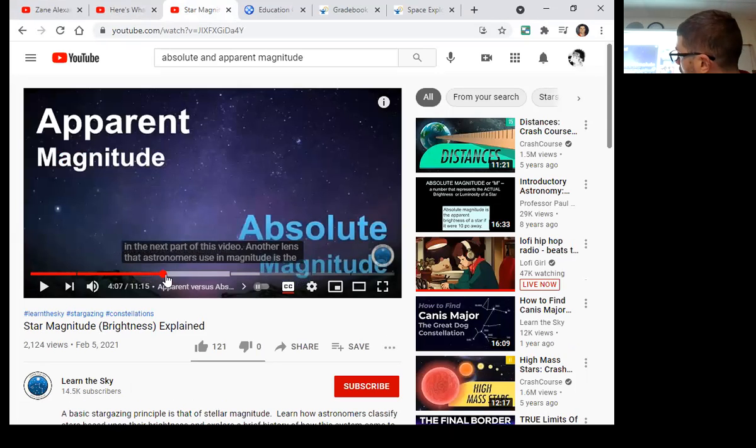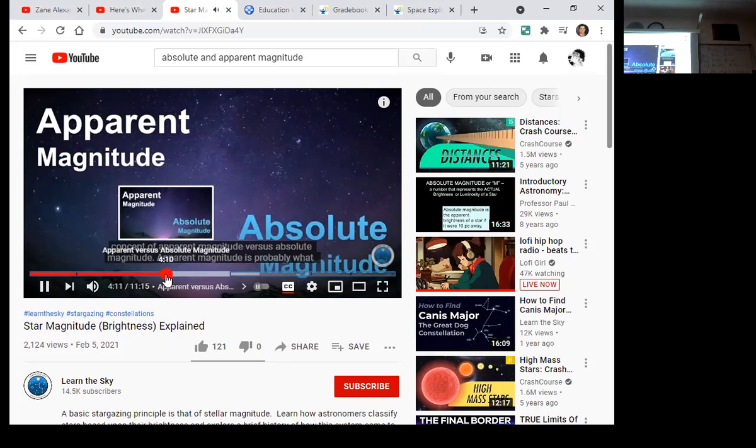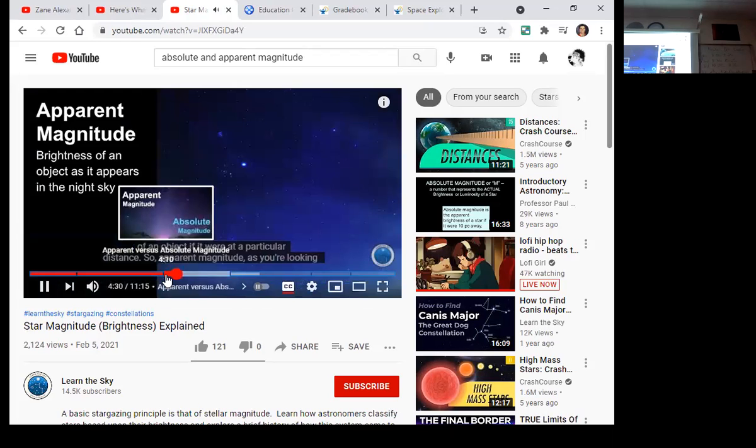What is apparent and absolute magnitude? Another lens that astronomers use in magnitude is the concept of apparent magnitude versus absolute magnitude. Apparent magnitude is probably what you're most familiar with, and that's the brightness of a star as it appears to us. But with absolute magnitude, it's a little bit different. Astronomers will look at the brightness of an object if it were at a particular distance.